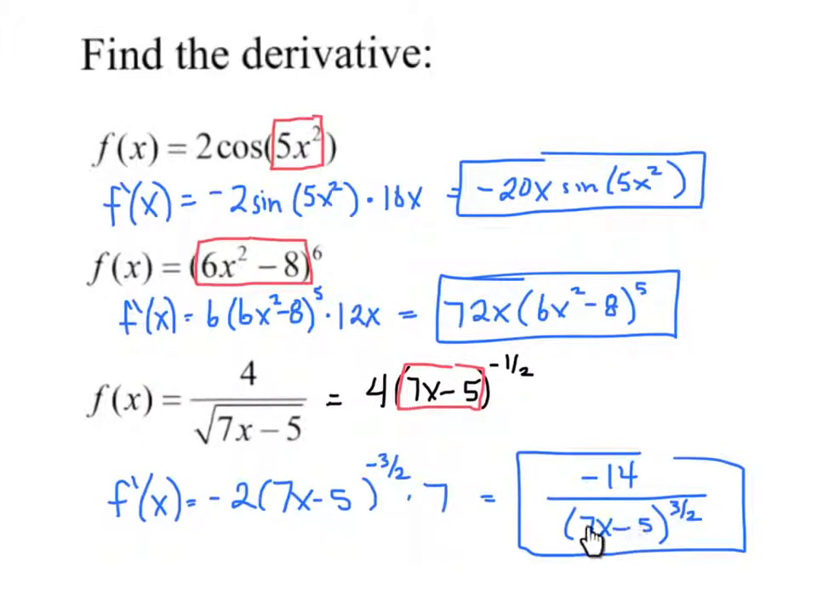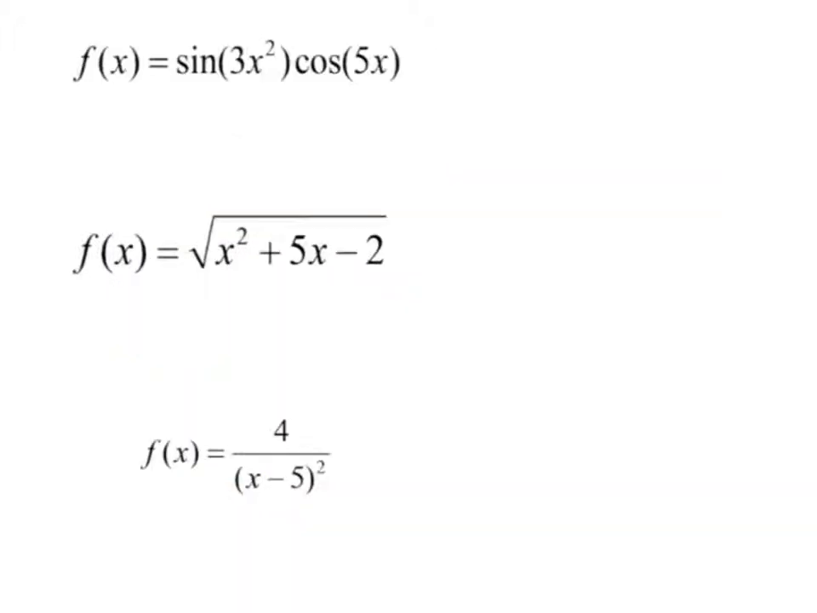Now in that denominator, let me just point this out. If you wanted to write this with a root instead, remember in a fractional exponent the power is on top and the root is on the bottom. So you could write this denominator as the square root of 7x minus 5 cubed. And that would be maybe a nicer way to write it, since the original problem had a root in it, but this works as well. Let's look at a couple more examples.